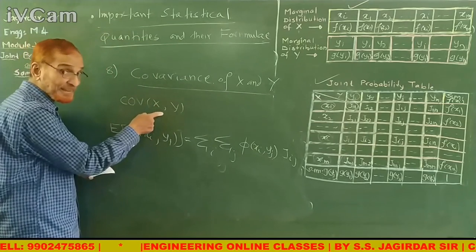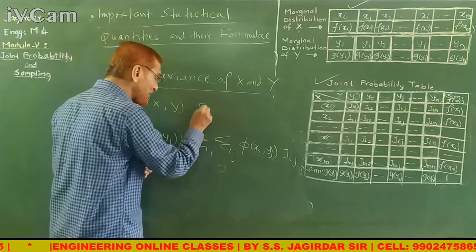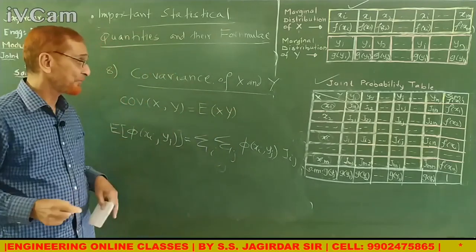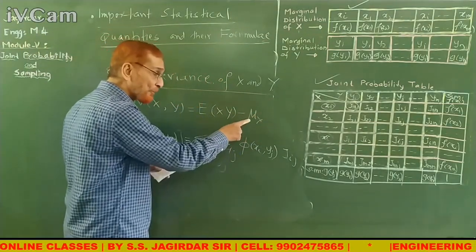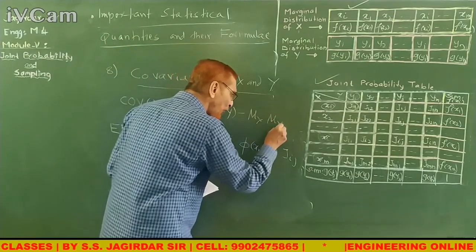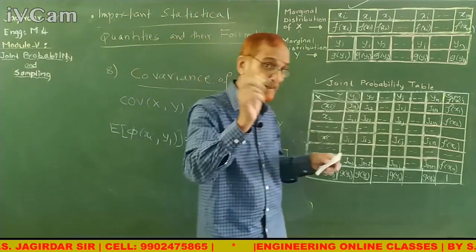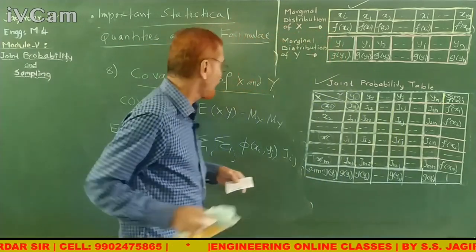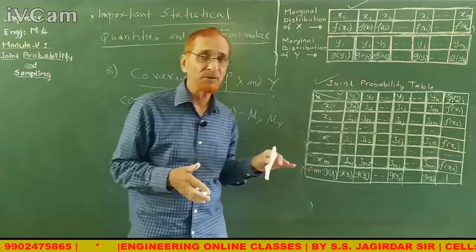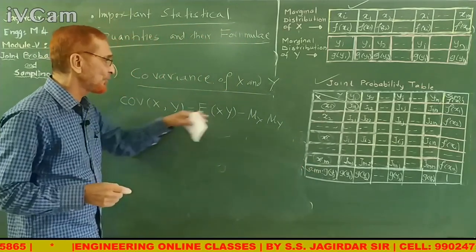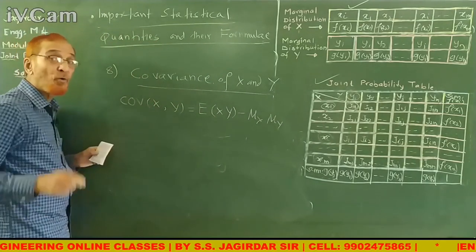See here, in expectation the comma doesn't come, but in covariance the comma has to be put. The formula is: covariance is equal to the expectation of xy, minus mu of x, which is the expectation of only x, into the expectation of only y. That means the product of the expectation of x and the expectation of y, subtracted from the expectation of x and y together, gives the covariance of x and y. This is very important. In all the 6-mark examples on joint probability tables, this is what is encoded in the table. So use this formula with these tables, calculate these quantities, and finally you can calculate the covariance of x and y.